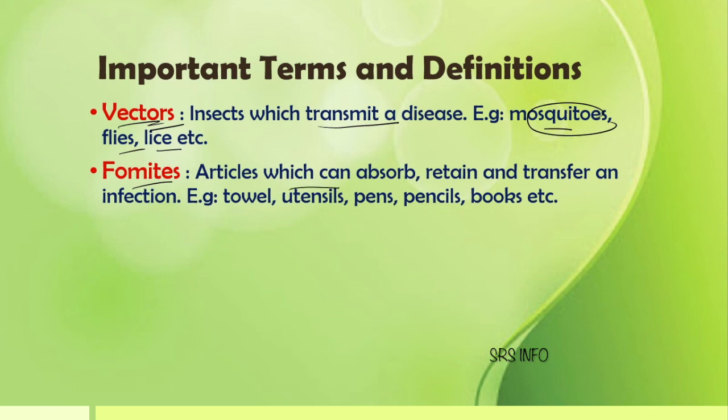Fomites. The articles which can absorb, retain and transfer an infection are called fomites. These are non-living things. For example, towels, utensils, pens, pencils, even books, etc., which are used by an infected person, are also enough to spread the infection. The wet or used towel of a patient can absorb the infection, and if the same towel is used by another person, there is a high possibility of spreading the disease. So these articles are called fomites, which can absorb, retain, and transfer an infection.